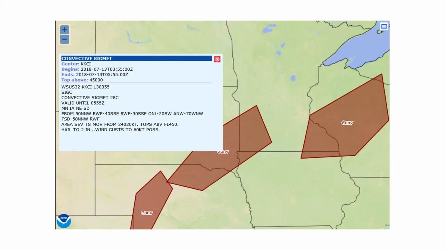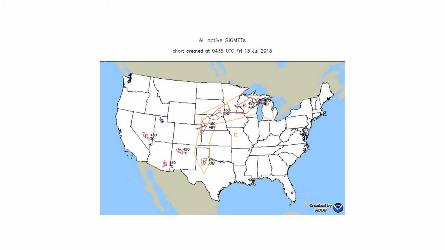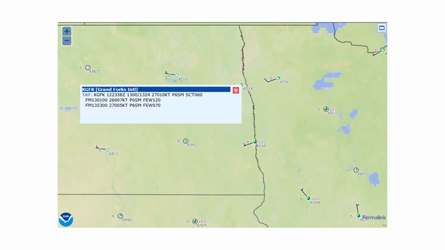southeast. It says severe thunderstorms moving from 240 at 20 knots, tops above flight level 450. Hail as big as 2 inches and wind gusts to 60 knots. So that's a pretty rough thunderstorm making its way southeast. We see that there are SIGMETs just in general for this entire area, convective SIGMETs, maybe some turbulence. So I would just advise caution when flying in this area. Just avoid it completely.